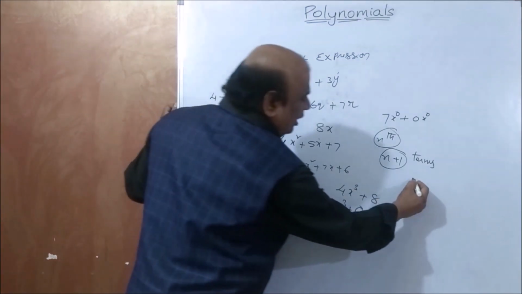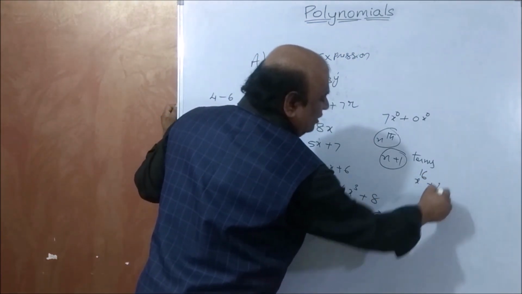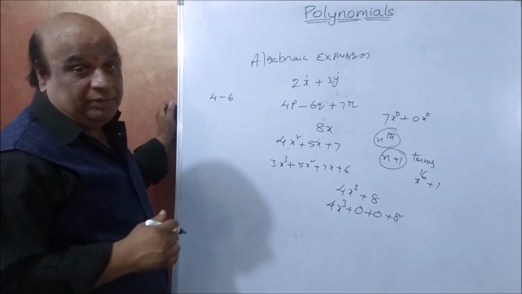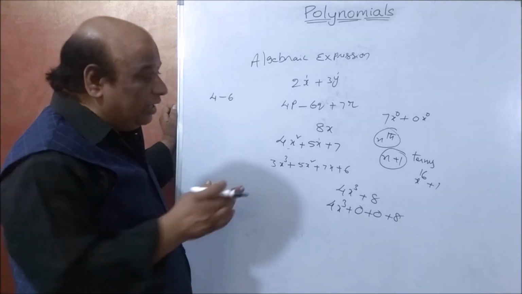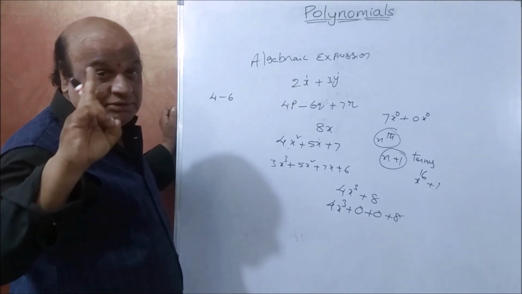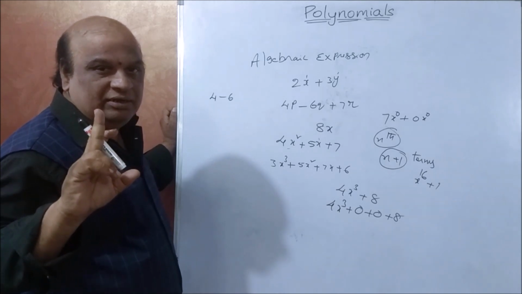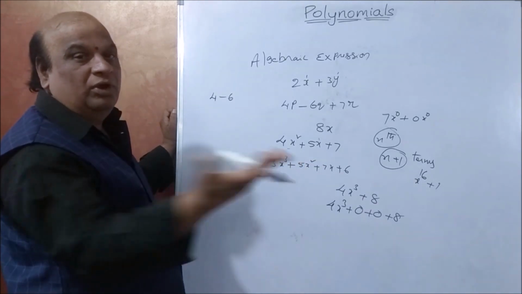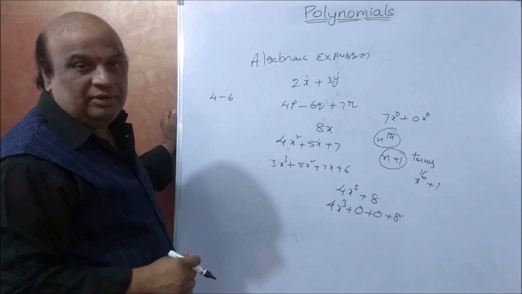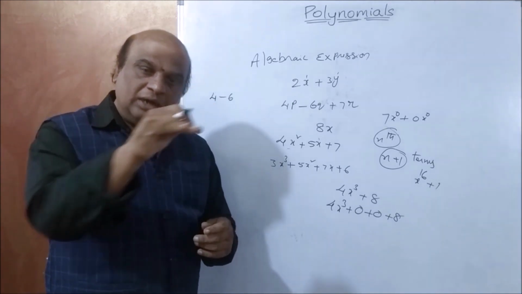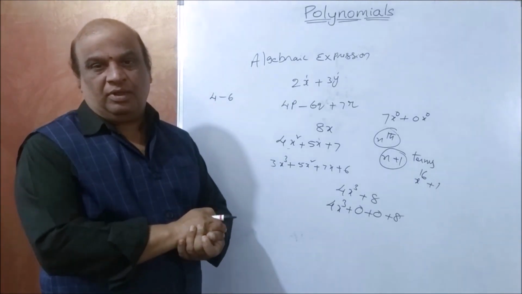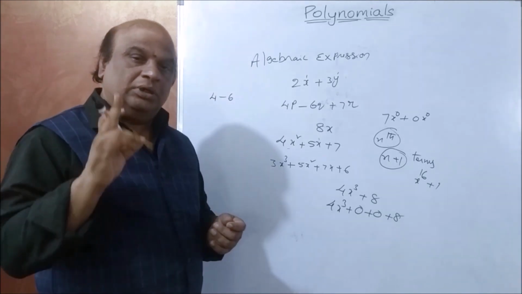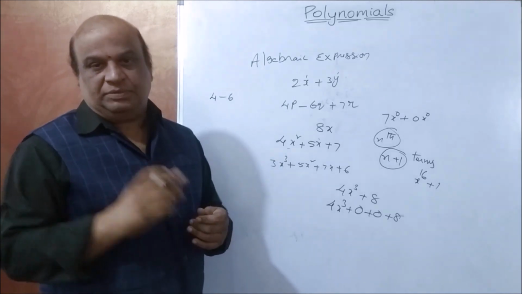Sometimes you observe x power 16 plus 1. It is a 16th degree algebraic expression. Actually we have 17 terms. Degree is 16, so we should have 17 terms. But here I wrote only 2 terms. Then all the remaining terms are 0. So clearly you should understand these concepts.